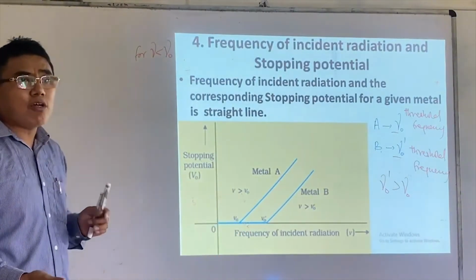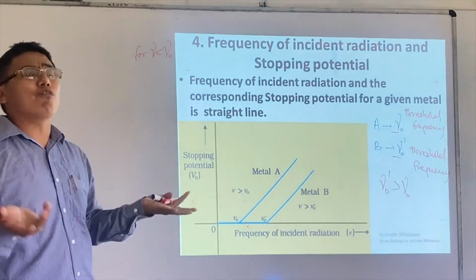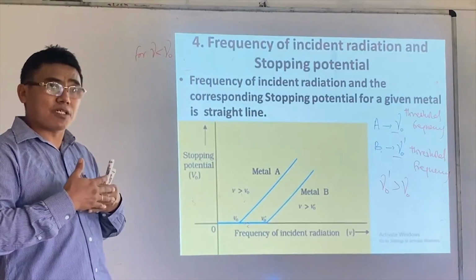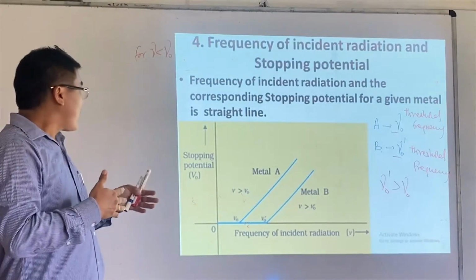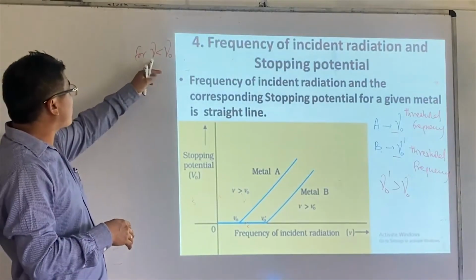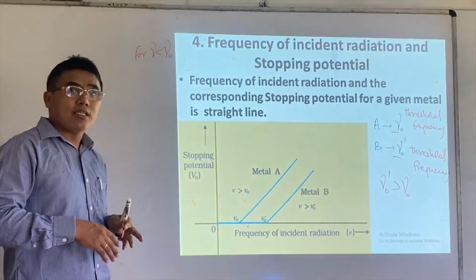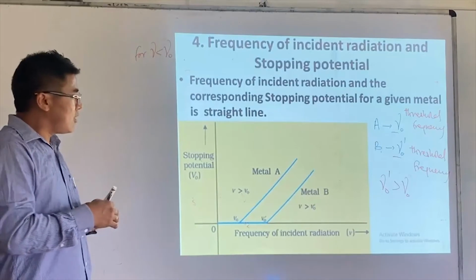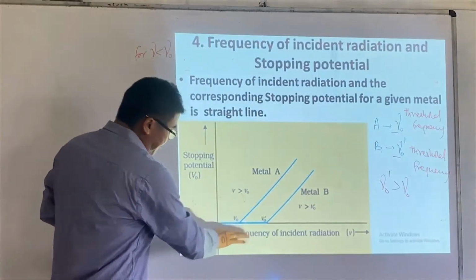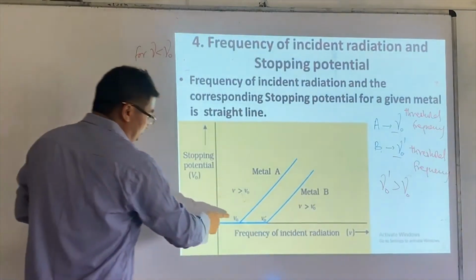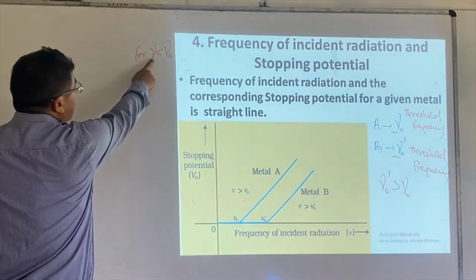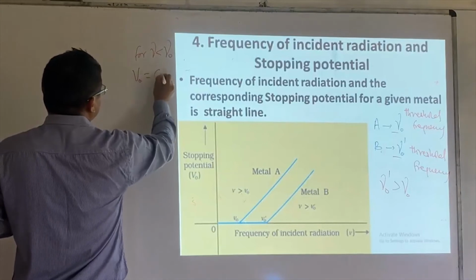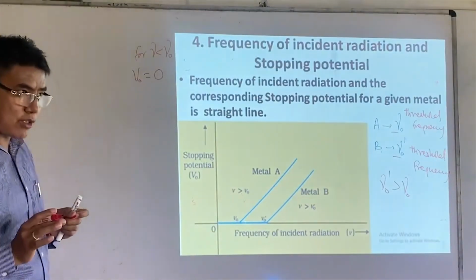Why is stopping potential zero? Electrons are not being removed. If electrons are being removed, only then do we require stopping potential. Since if the frequency is less than the threshold frequency, electrons cannot be removed from the metal surface. So for a frequency less than the threshold frequency, stopping potential is always zero.